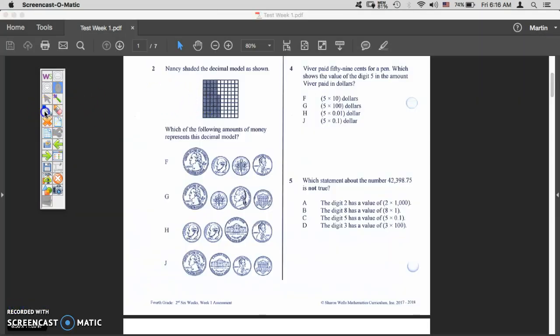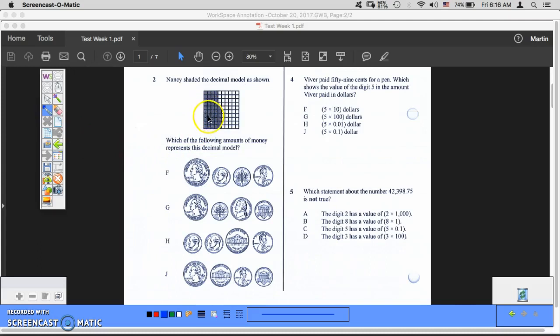Okay, so now we're going to go to number 2. And let me show you the strategies for this one. We have the coins in this problem here. And it reads, Nancy shaded the model as shown below. So before I even read my question, I'm going to go ahead and write the number next to the model. So every model, there should be a number to it. So let me put my decimal place value. This is the tenths. And here would be the hundredths. And in front of the decimal would be the ones.